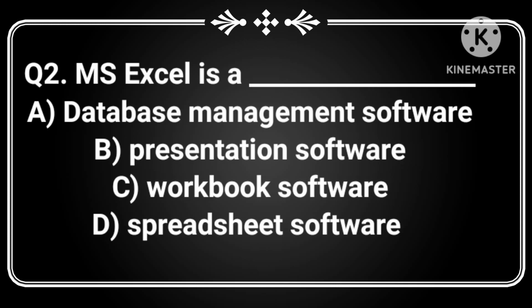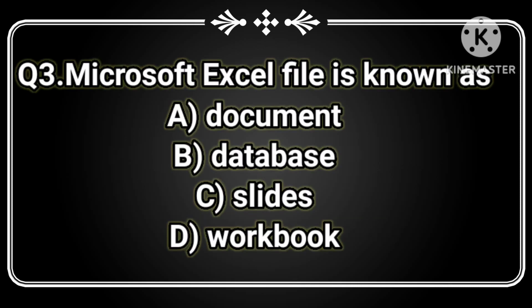Your next question is, MS Excel is? A. Database management software, B. Presentation software, C. Workbook software, D. Spreadsheet software. Right answer is option D, Spreadsheet software. Next question. Microsoft Excel file is known as? A. Document, B. Database, C. Slides, D. Workbook. Right answer is option D, Workbook.